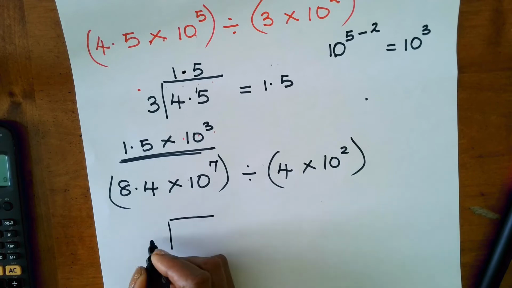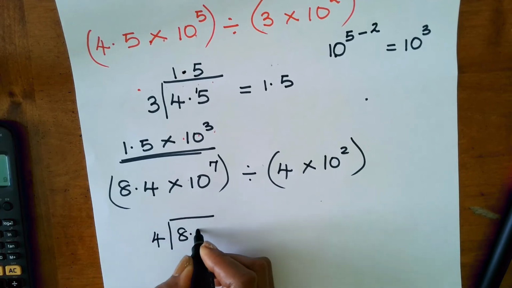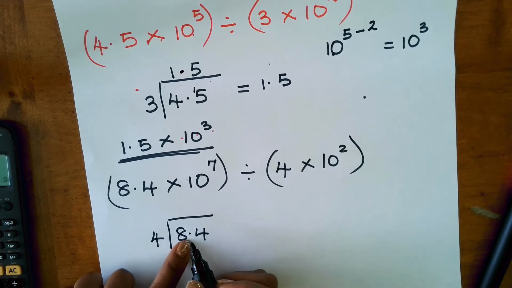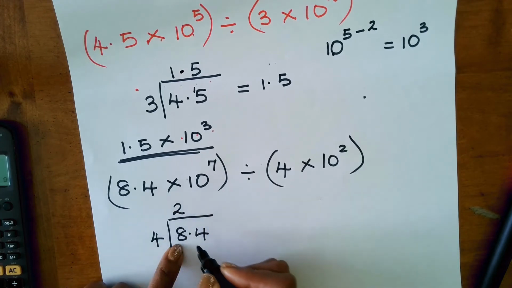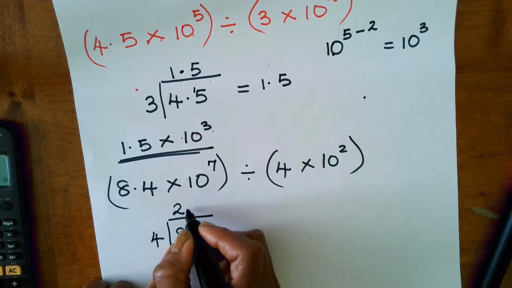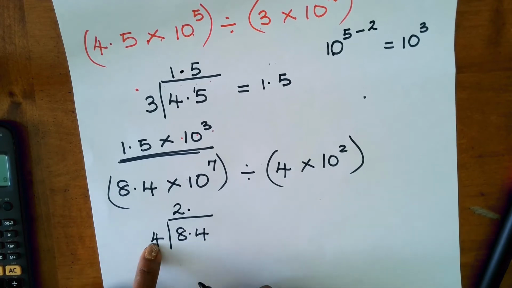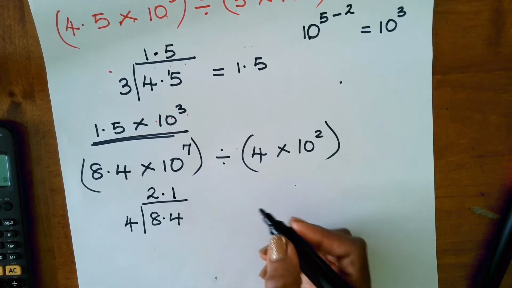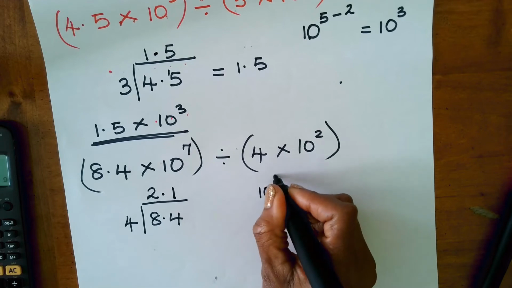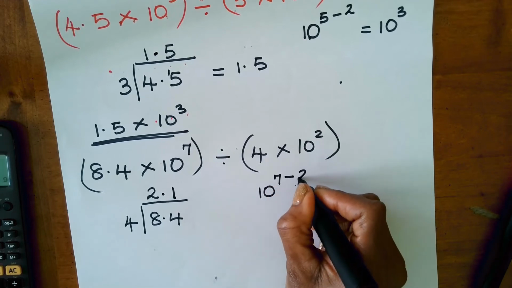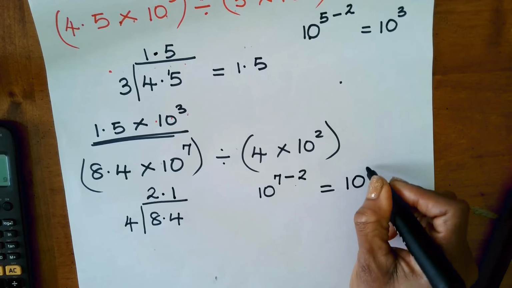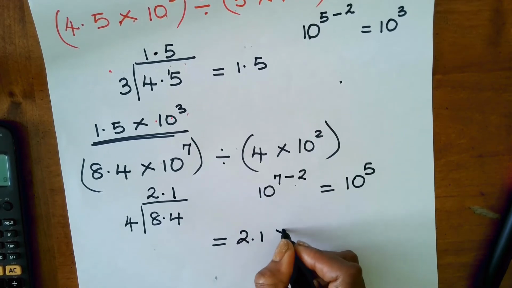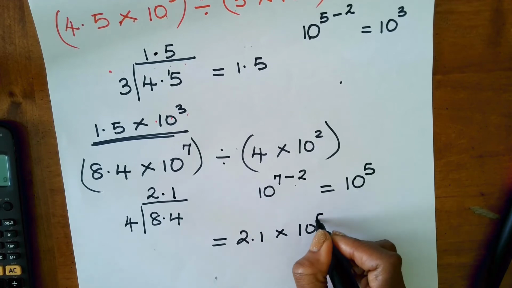So 4, 8.4. How many times can we get 4 from 8? We can get 2 4s in 8. Now we put the decimal. How many 4s can I get in 4? I can get 1. All right. So now I've got 10 to the power of 7, take away 2. That will give me 10 to the power of 5. So my answer is going to be 2.1 multiplied by 10 all raised to the power of 5.